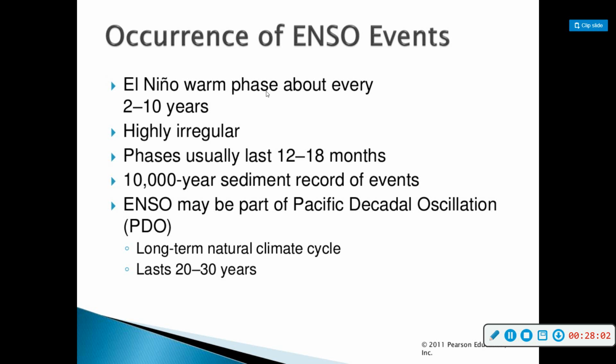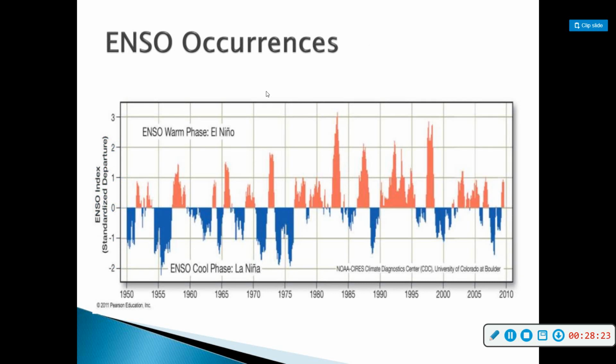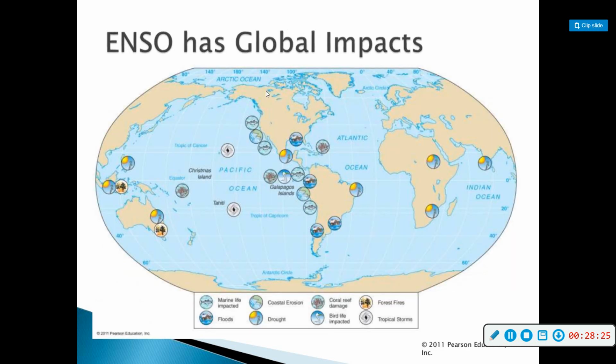El Niño, the warm phase, occurs about every 2 to 10 years. Highly irregular, phases usually last 12 to 18 months. There is a 10,000-year sediment record of events. ENSO may be a part of the Pacific Decadal Oscillation, a long-term natural climate cycle that lasts 20 to 30 years. There's your cycle. These are your global impacts.